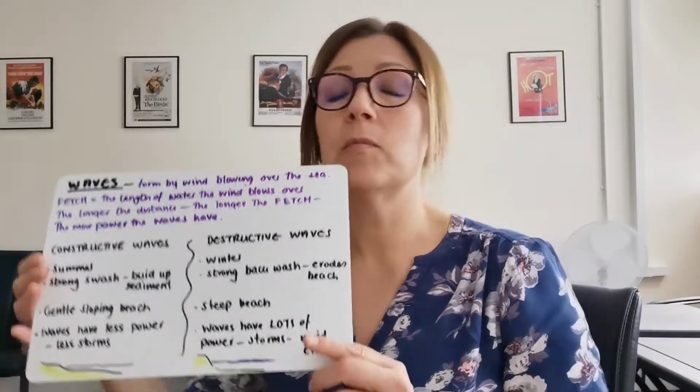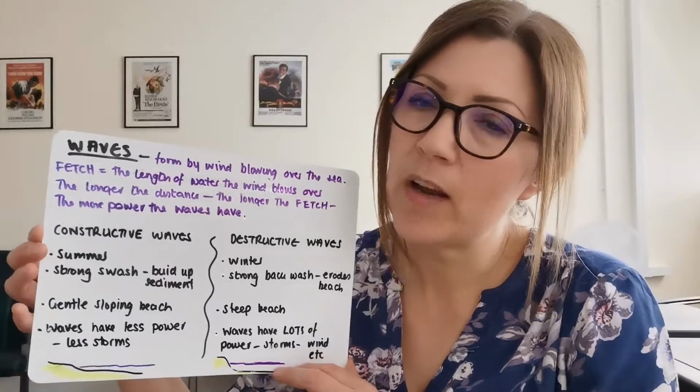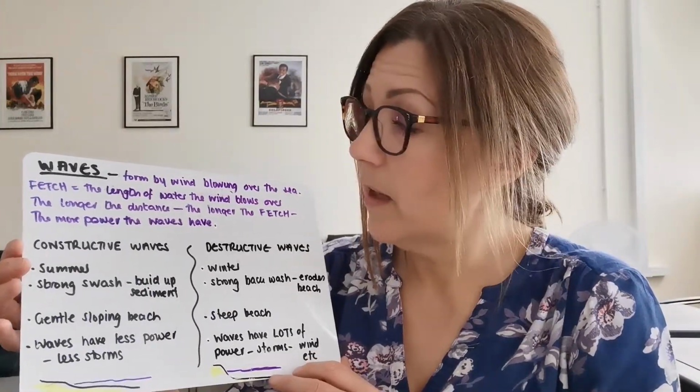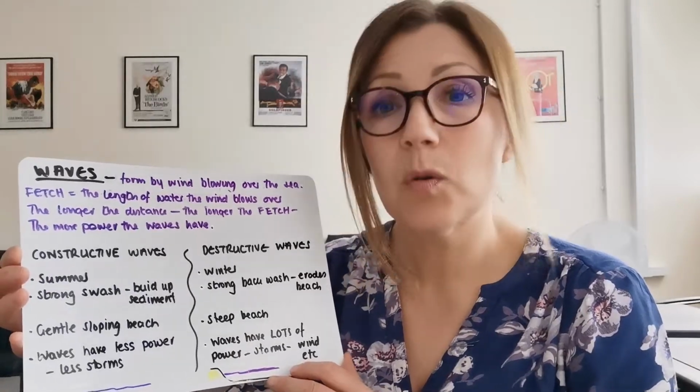Now, two types of waves I'm just going to very quickly go through. We've got constructive waves, which it says here, these are waves that we get in the summertime. They're not very strong because the winds are not that strong in the summertime. They've got a strong swash.